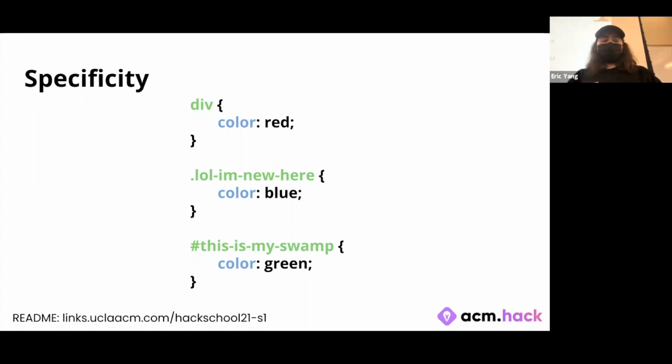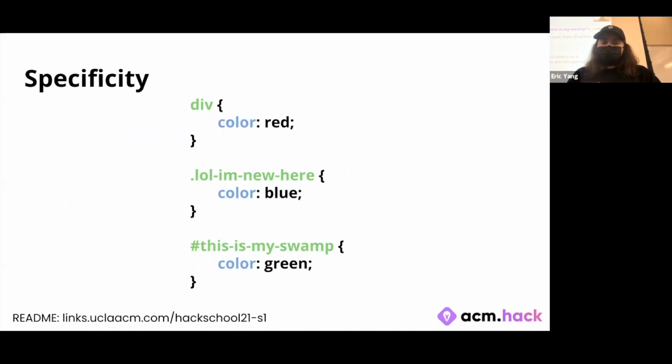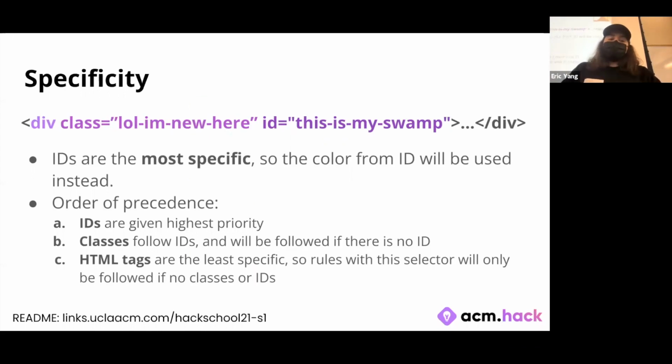Well, let's say it was applied to some HTML, to the actual div, as the class and the ID were put in there. In this case, it will use the most specific defined rule as the precedence. So in this case, it will use green, which is the ID, instead of the class, which was blue, or the div, which was red. So there's an order of precedence. IDs are more specific than classes, which are more specific than HTML tags.